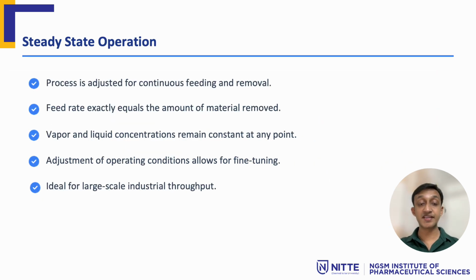In industrial applications, flash distillation is usually carried out under steady state conditions. This means the feed rate is equal to the output rate, and the composition of vapor and liquid remains constant over time. Such control allows for continuous operation, process optimization, and high throughput in large scale systems.